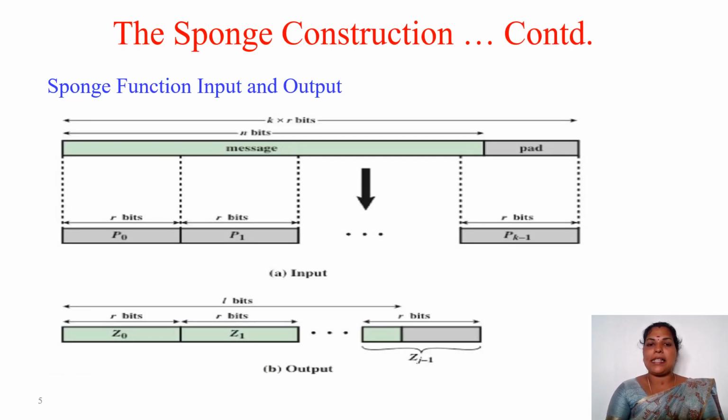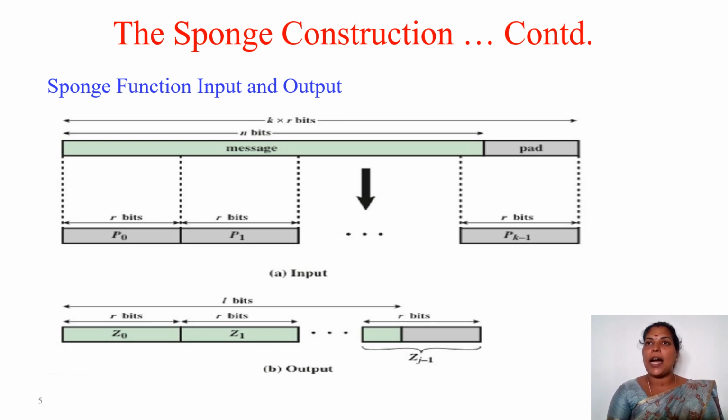This is the representation of input as well as output of the sponge function. See here, the input message size is n bits, and here we are including the padding. Padding is always necessary. Why is padding necessary? Because we have to split the message into different blocks of size r bits. So in order to make the given message a multiple of r bits, we pad the message with extra bits, and the total size of the message plus padding is k times r bits.